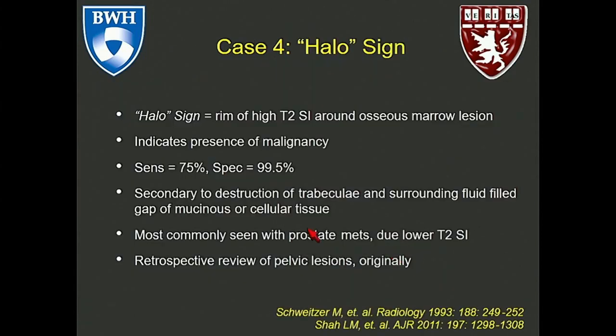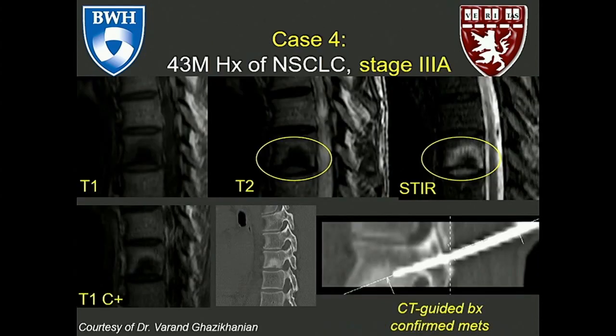This was originally described as a rim of high T2 signal intensity around an osseous marrow lesion, which is indicative of underlying malignancy. Its sensitivity is around 75%, but a specificity of 99.5%. The idea here is that this is secondary to destruction of the underlying trabeculae with a surrounding fluid-filled gap of mucinous or cellular tissue underlying the lesion. And this is most commonly seen with prostate metastases due to the low signal intensity and the osteoblastic response associated with these lesions. Again, this was originally described using pelvic lesions. So this is actually a worrisome sign. When you see a halo rim around an underlying marrow lesion, you should worry about an underlying malignancy.